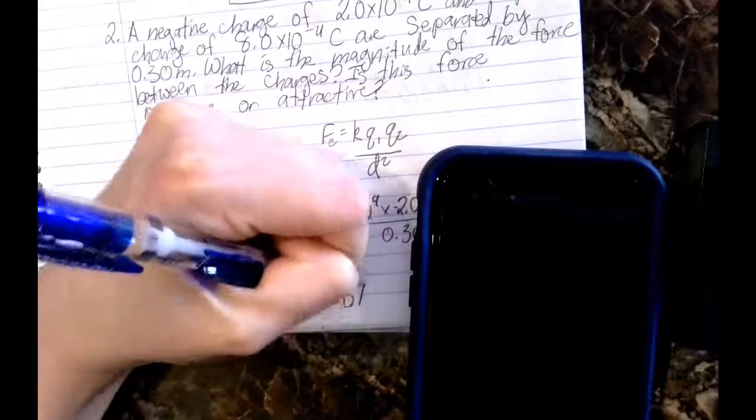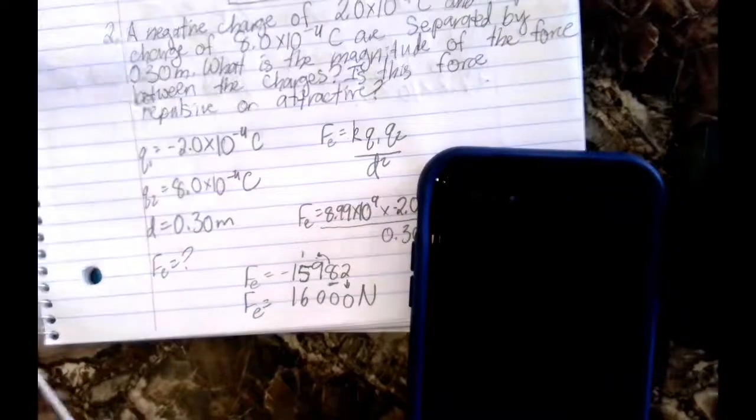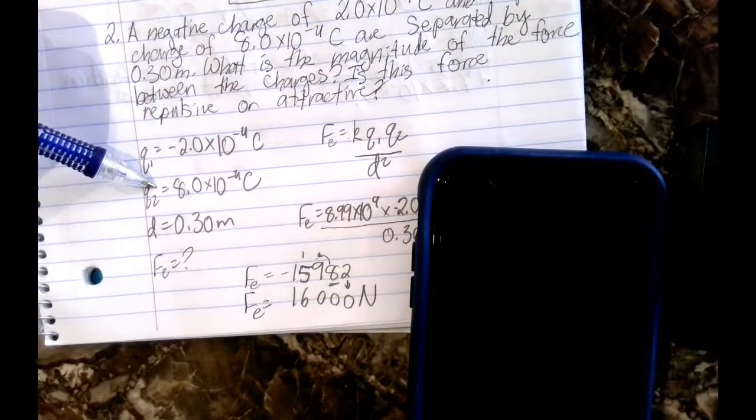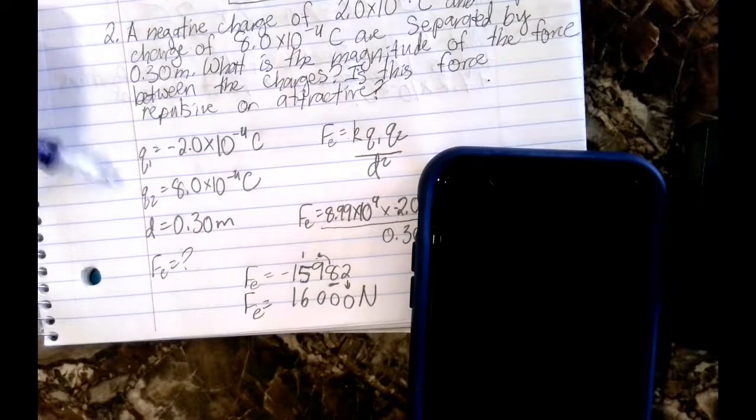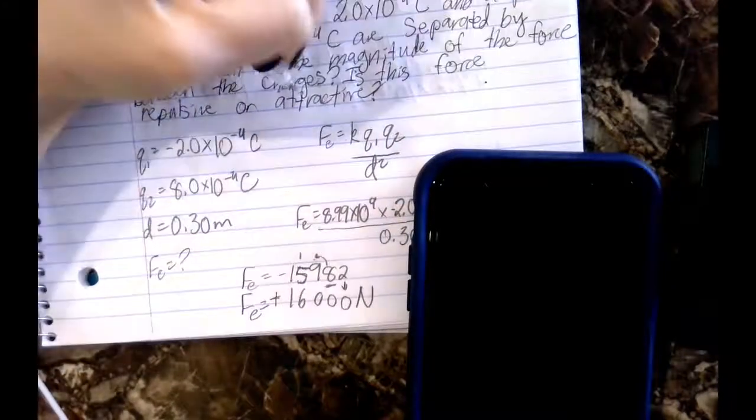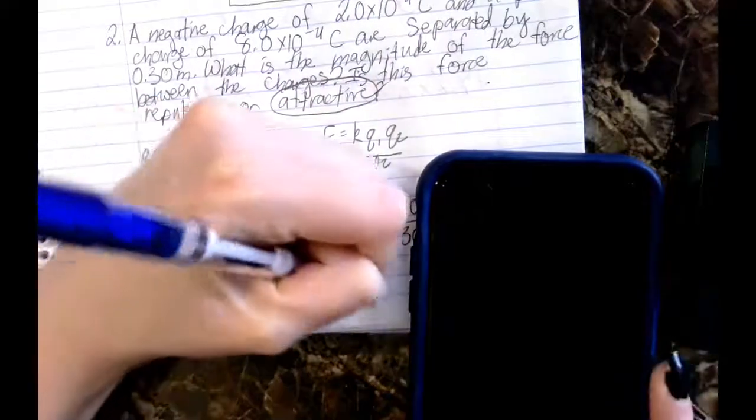Our units are newtons, and we need to decide, is this going to be an attractive force or a repulsive force? If I've got a negative charge and a positive charge, the forces are attractive to each other, so I'm going to make it a positive here. I'm just going to circle this number, because, you know, why not? And put a box around my final answer.